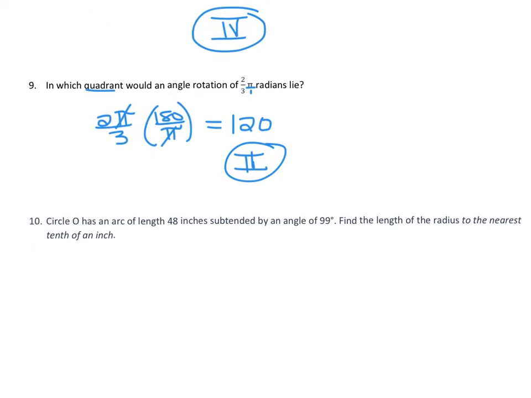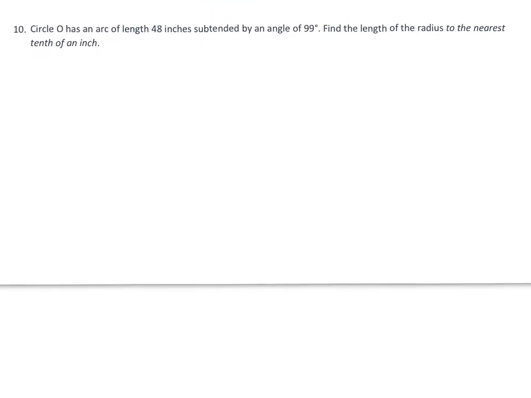All right, number 10. Okay, now in number 10, when I read it, I'm looking at what they give us here. They're telling us we have a circle whose arc length is 48 inches. They tell us it's subtended, and I'll explain what that means in a minute, by an angle of 99 degrees. And they want us to find the radius. Okay, so we have to find the radius.